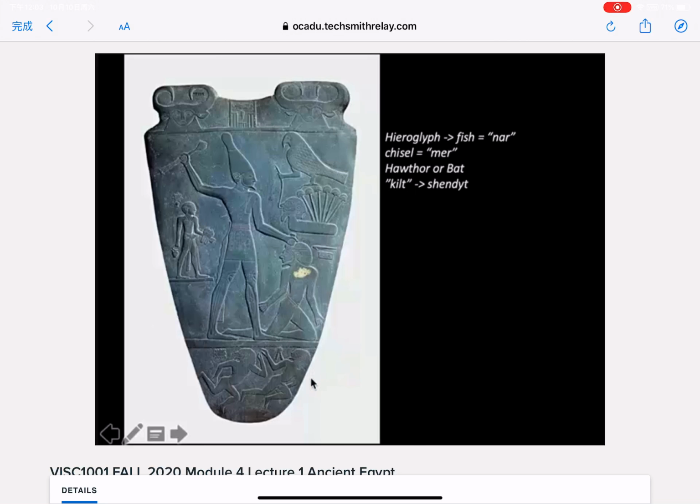In the lowest register, we see two figures, and it's unclear whether they are running away from Narmer and his armies, or whether they are actually sprawled on the ground, having already been killed. So there are two ways to interpret that register.